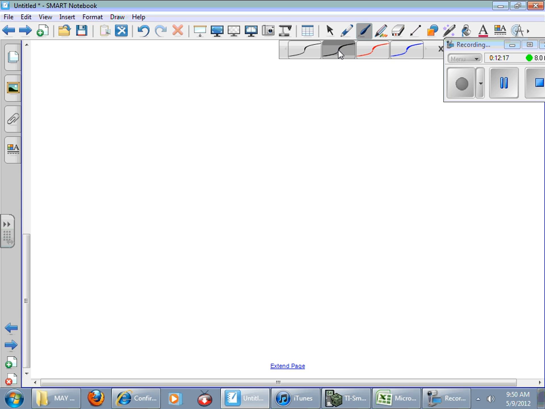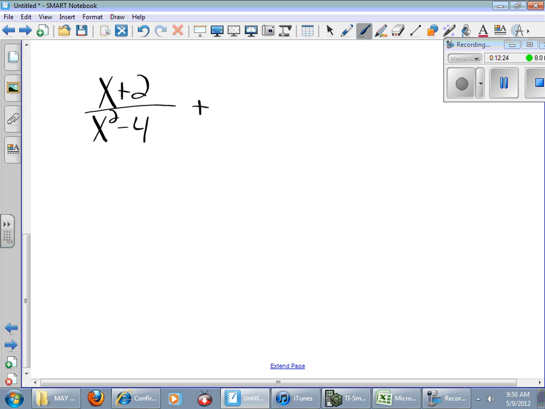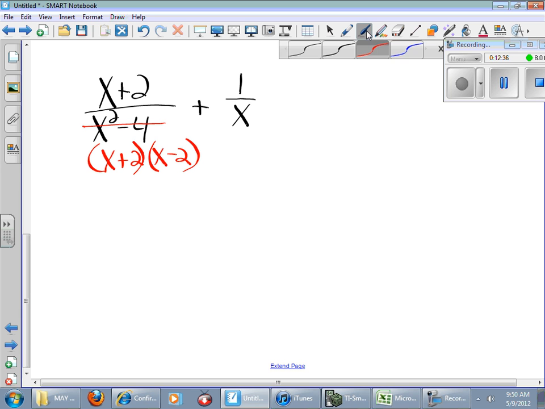Like if I had x plus 2 over the quantity of x squared minus 4 plus 1 over x. An easier way to do this problem would be to first factor this denominator into the quantity of x plus 2 times the quantity of x minus 2. And then my x plus 2's can cancel out, leaving a 1 in the numerator, and my problem becomes less complex.